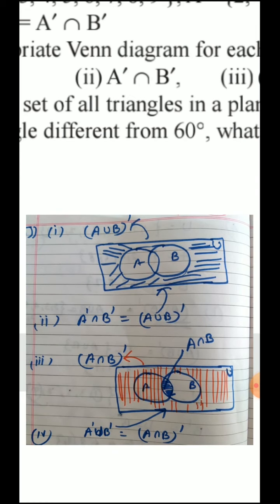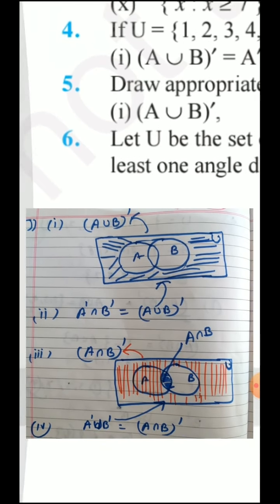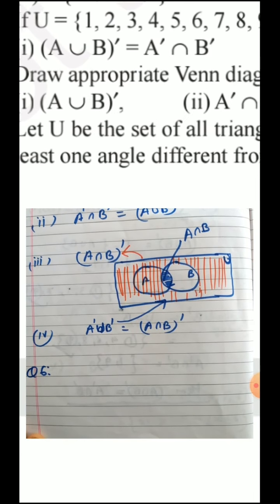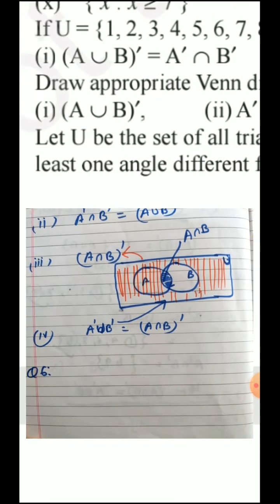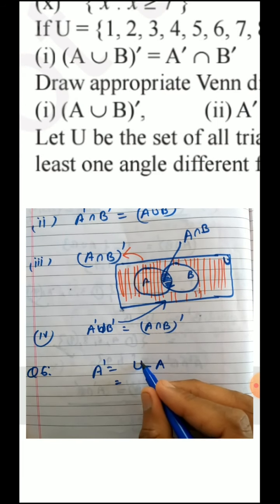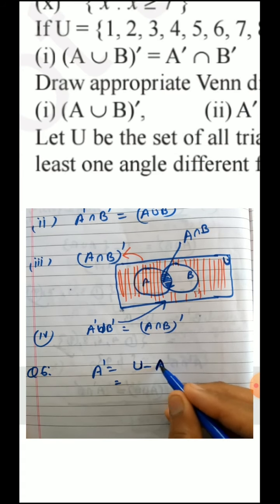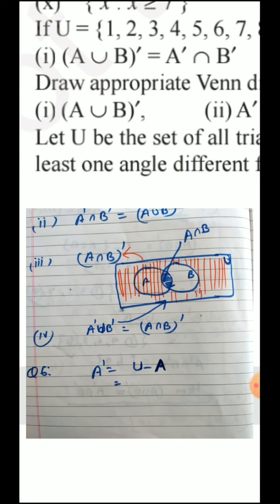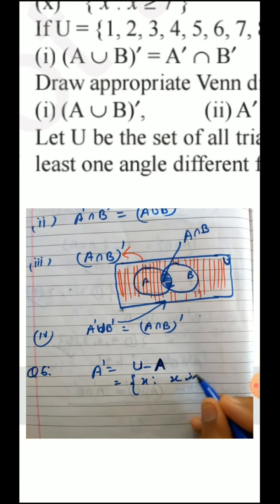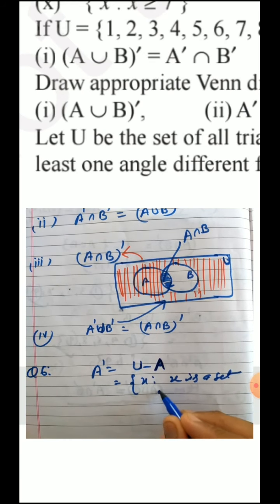So the complement in question number 6 will be A' equals U minus A. U is the set of all triangles. A is the set of triangles with at least one angle differing from 60 degrees. So A' is the set of triangles whose angles are all 60 degrees, meaning the set of equilateral triangles, X such that X is an equilateral triangle.